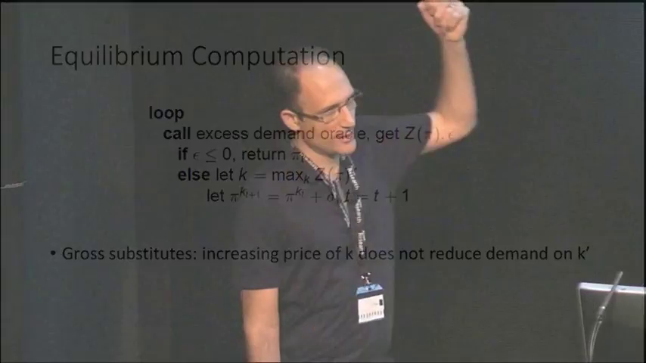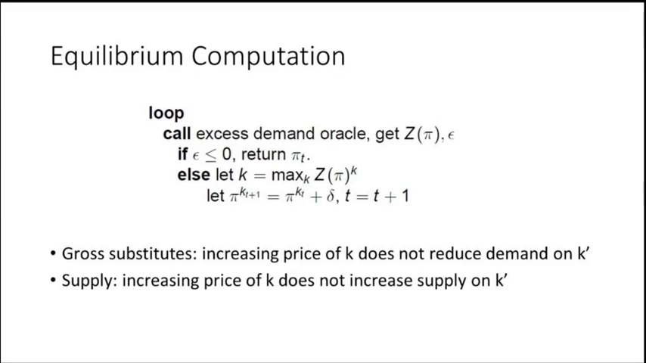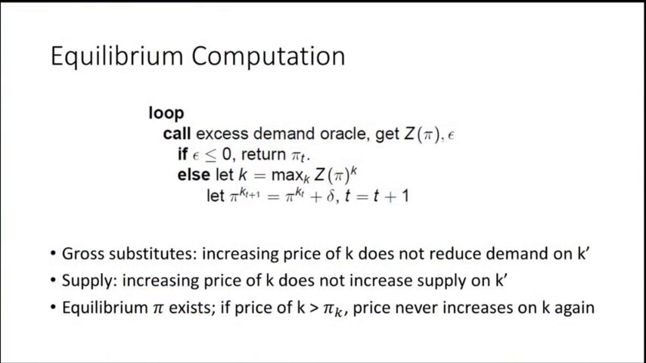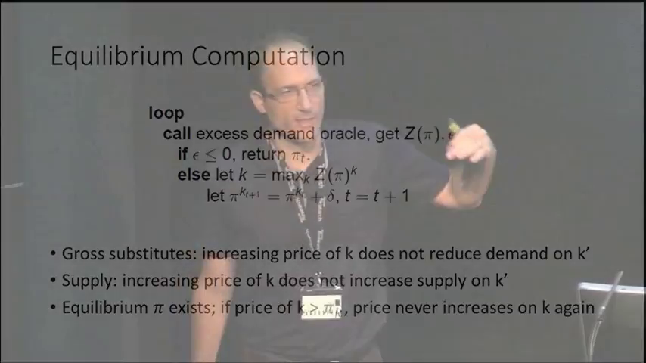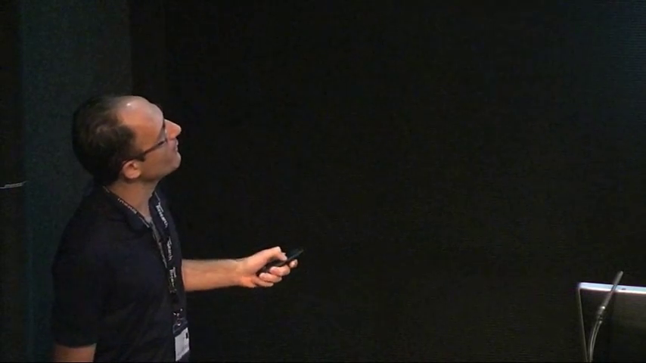if we increase the price of one good, then it does not reduce the demand on another good. The second thing we know is that if we increase the price of one good, it will also not increase the supply of another good, because if anything, we are going to switch production from other goods towards the good whose price increased. Together with the fact that equilibrium prices exist, we can show that if the price of a good exceeds its price in this equilibrium vector, then we will never have to increase that same price again. And then the algorithm is going to converge to this equilibrium.